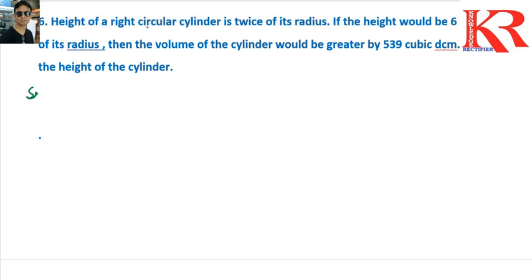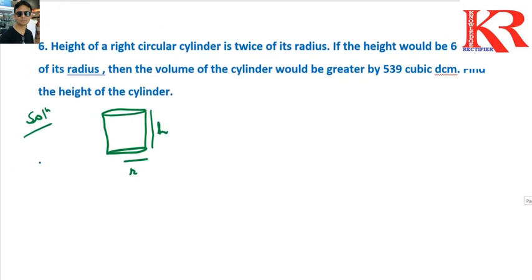So in question number 6, what we have is a cylinder. You know what is a cylinder? Cylinder we have already done. Cylinder ko radius r, height is h. These are the two main variables.